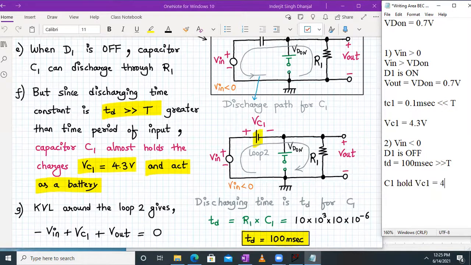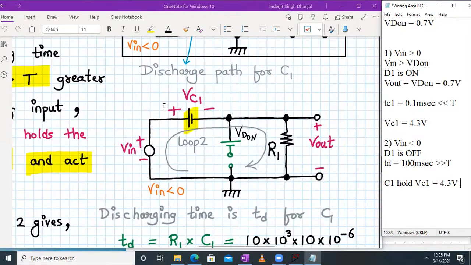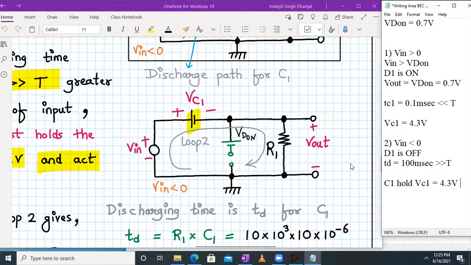Then what is the charge on the capacitor? 4.3 volts. When we say that the capacitor is holding a value of 4.3 volts, we can say it acts as a battery. So we have redrawn the circuit with the capacitor shown as a battery because it is holding that charge, because the discharging time period is much greater than the time period. So the capacitor, instead of discharging, will discharge very, very slowly. There will be hardly any drop in the voltage. Maybe it will drop from 4.3 to 4.2995, something like this.